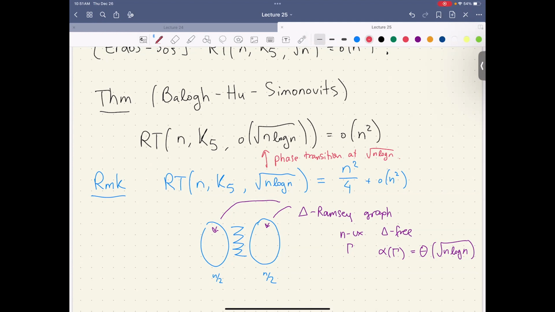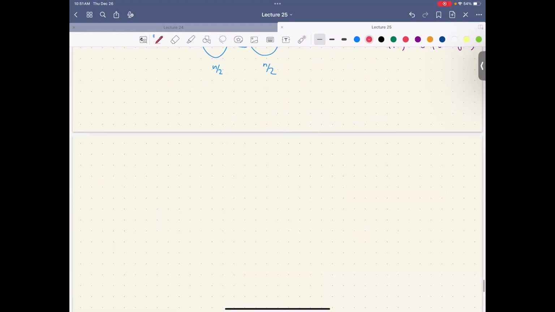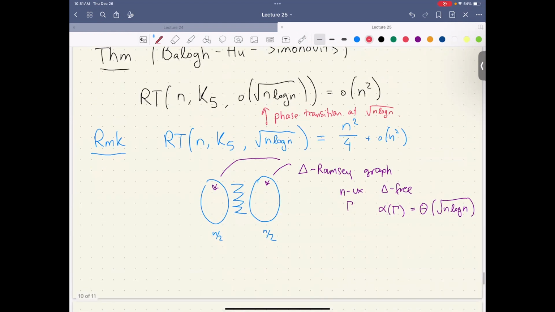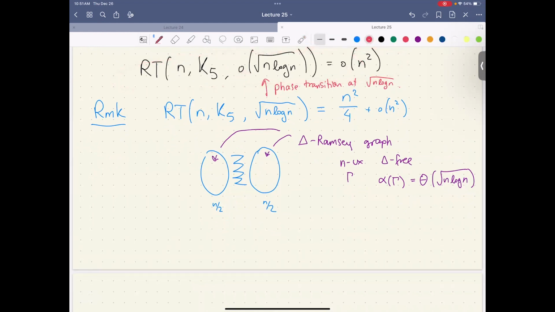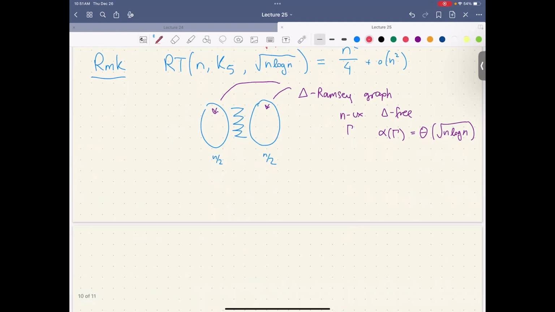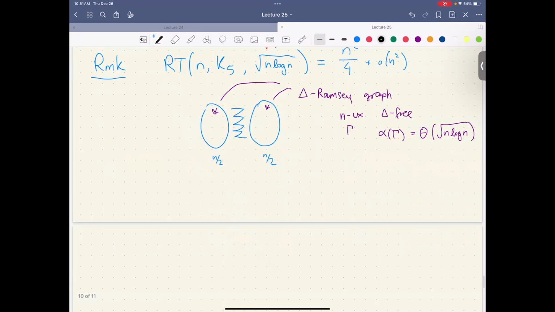Okay, let's try to prove this. Any question? So what we will prove is, let me state this more rigorously, not using little o. I'm going to prove that, so let me state their theorem again, BHS.